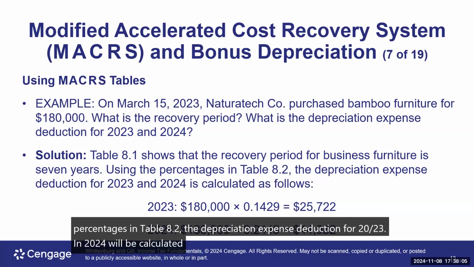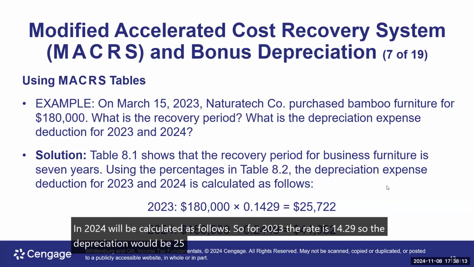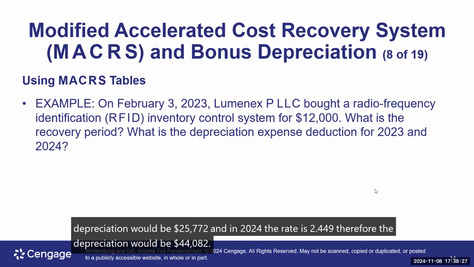Using the percentages in table 8.2, the depreciation expense deduction for 2023 and 2024 will be calculated as follows. So for 2023, the rate is 14.29. So the depreciation would be $25,772. And in 2024, the rate is 24.49. Therefore, the depreciation would be $44,082.